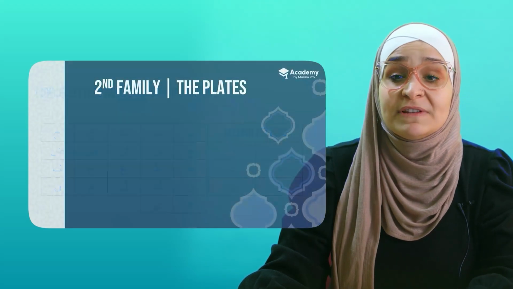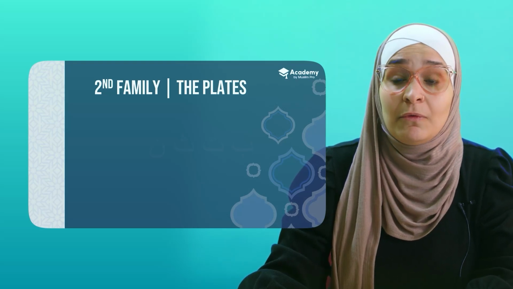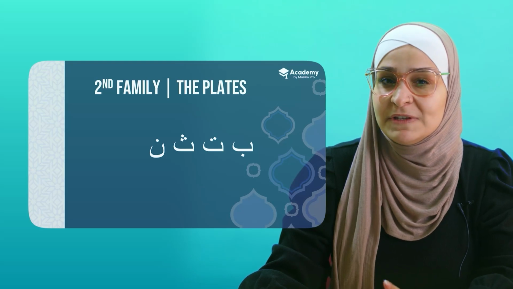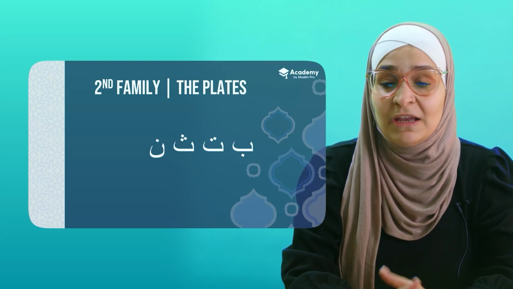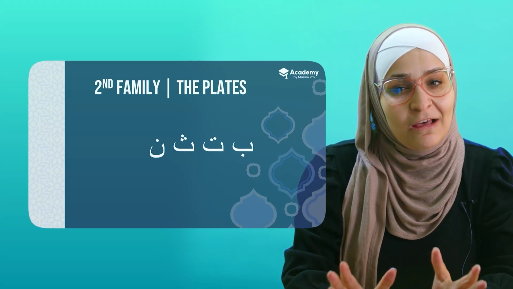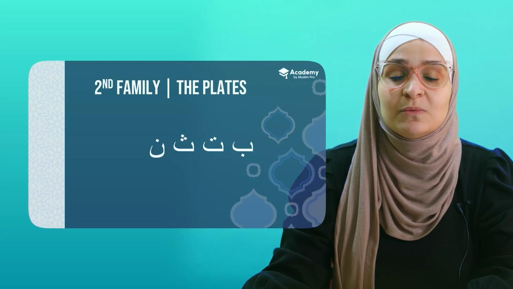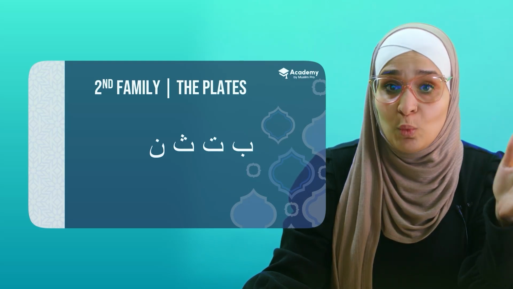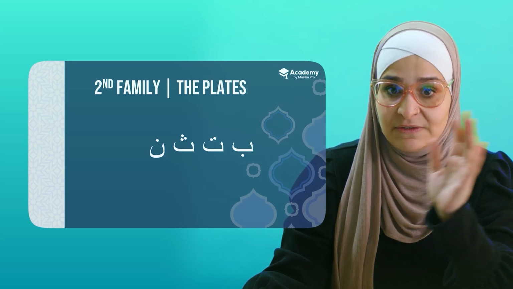Next, we will go over the second family, which is the plates family. These are the 4 letters in the plates family. As you can see, the reason why they're called the plates family is because they actually look like plates. So they are kind of identical. They look very similar. The only difference between them is how many dots we have for each letter and where these dots are positioned. So let's start.